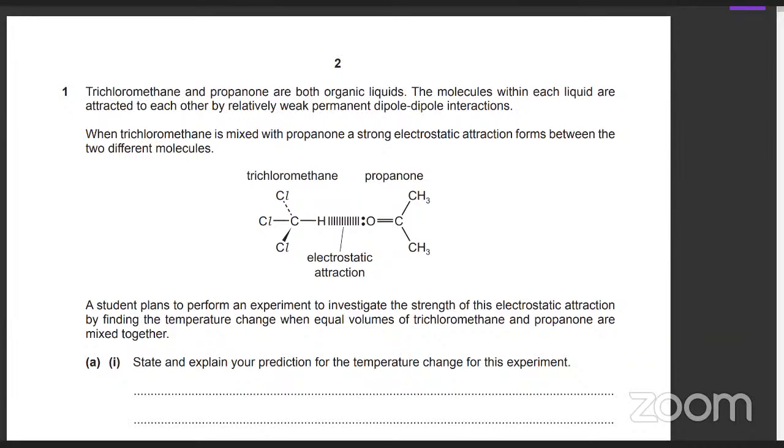Okay, let's start. Starting with the first part. This trichloromethane, hopefully you can see the screen. Everyone can hear me properly, right?